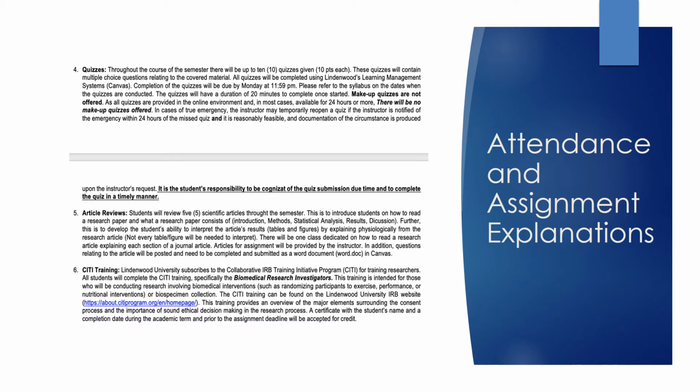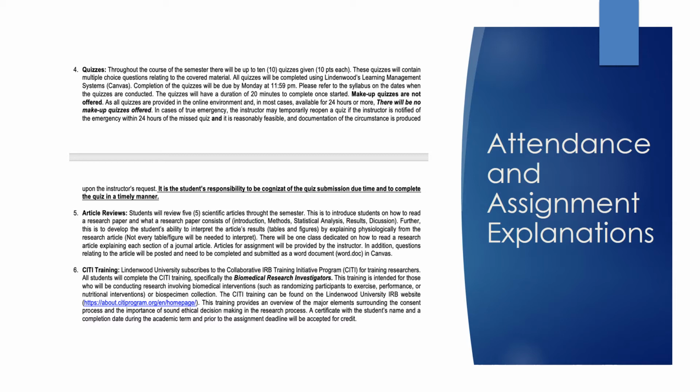Another part of this course is article review assignments. You will be given 5 scientific articles throughout the semester. This is to introduce students on how to read a research paper, what a research paper consists of. 1 of your class periods will dedicate on how to actually read a research paper. So I'll post the research paper for you guys that we're going to be reviewing, kind of highlight each area and kind of explain a little bit more in depth of what's going on and how to find things when authors are explaining their results.